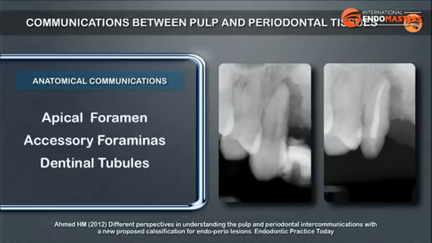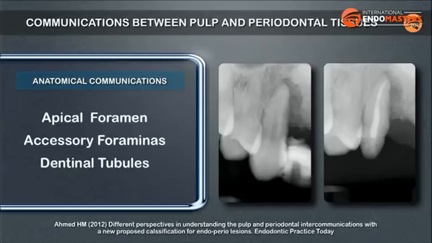Second, accessory foramina from lateral, furcal, and accessory canals. They may be present anywhere along the root surface. This aberrant anatomy contains connective tissue and vessels that connect the circulatory system of the pulp with that of the periodontium. Main and accessory foramina are necessary for vascular, lymphatic, neural, and connective tissue communications.